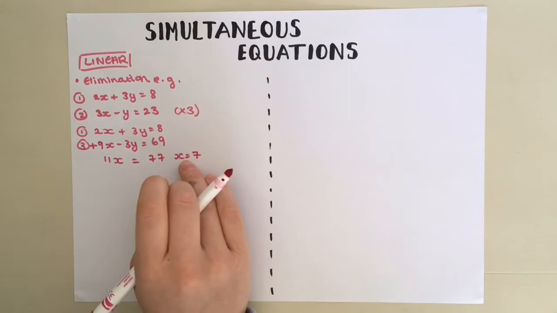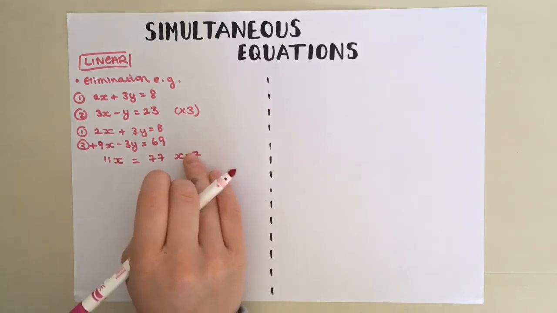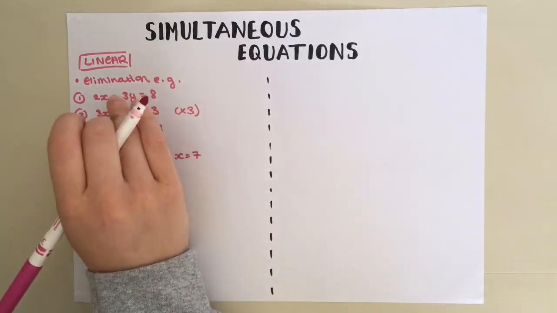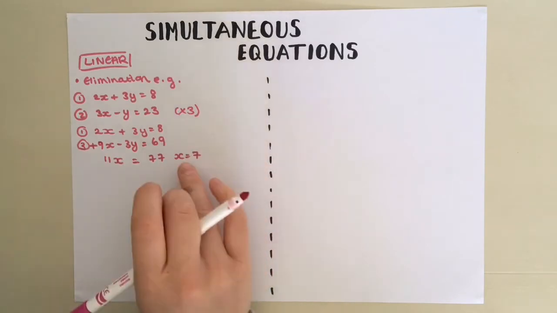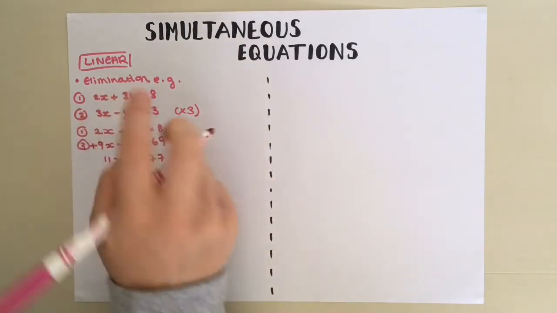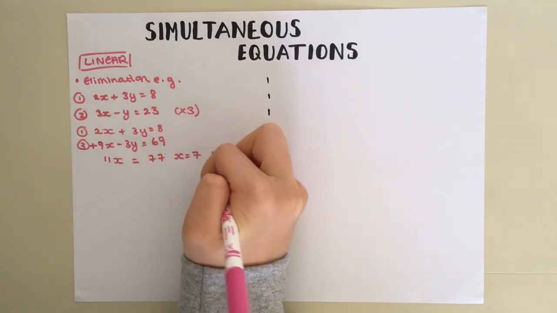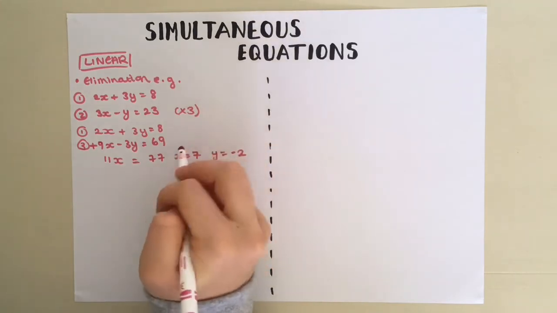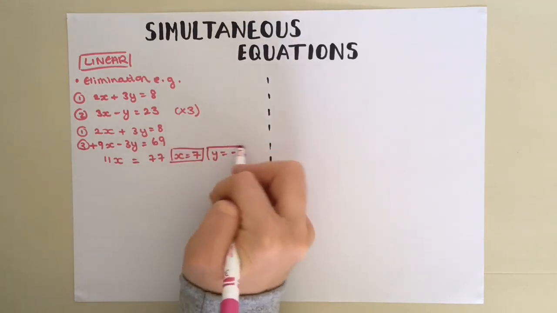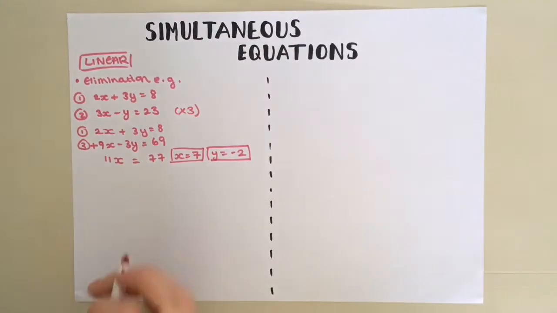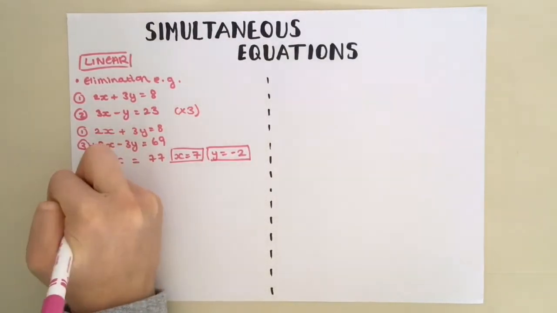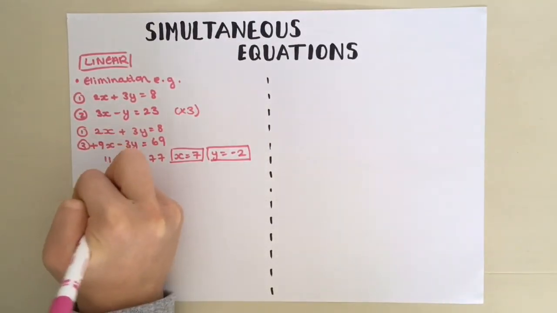Then once you've got one of the values, either x or y, you substitute that into one of the original equations to find the value for y. So if we substitute x into this equation here, we will get y equals minus 2. And that's our answer for that. The second way we can solve two linear simultaneous equations is substitution.